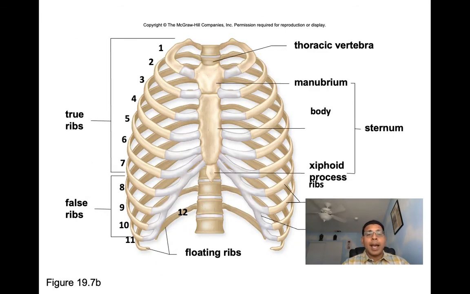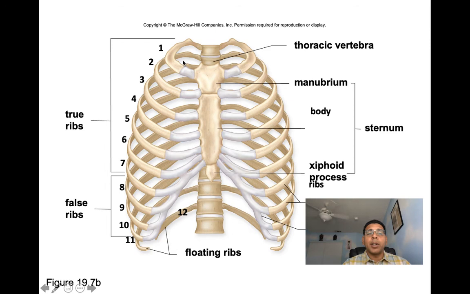Here you can see that very well. So here we've got the first 7 pairs, 1, 2, 3, 4, 5, 6, 7 on one side, and then same thing on the other, 1, 2, 3, 4, 5, 6, 7. So the first 7 pairs, they connect directly to the sternum themselves. And then the next 3 pairs, 8, 9, and 10, they connect to the sternum by this common cartilage we see here. And then pairs 11 and 12 are floating.